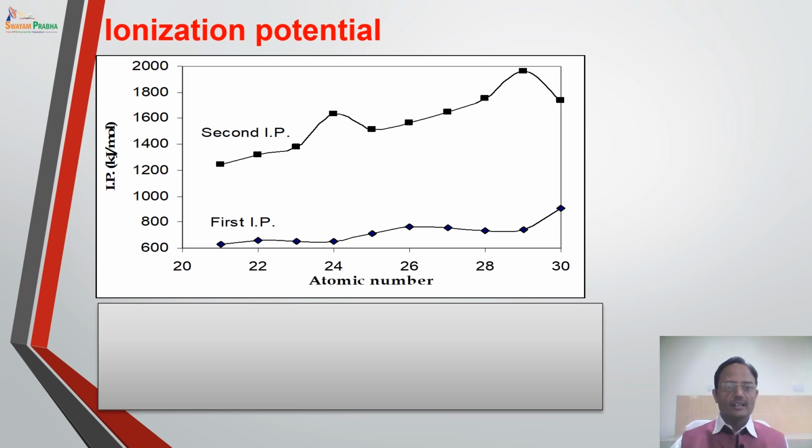You will find there are two ionization potentials we have presented over here: the first ionization potential values and second ionization potential values. They are presented in kilojoule per mole, from scandium to zinc, atomic number 21 to atomic number 30. We will see what are the important observations regarding this.